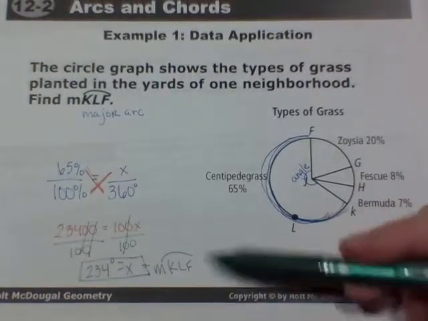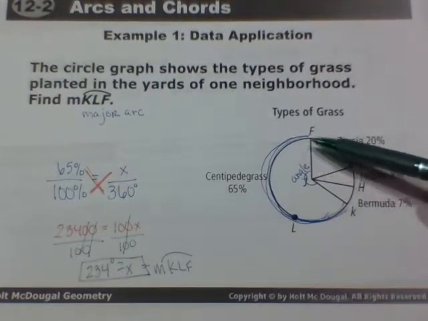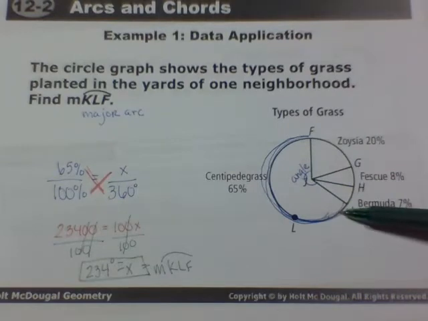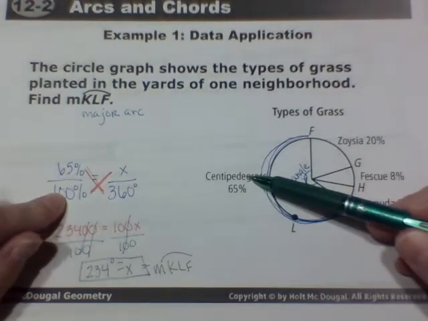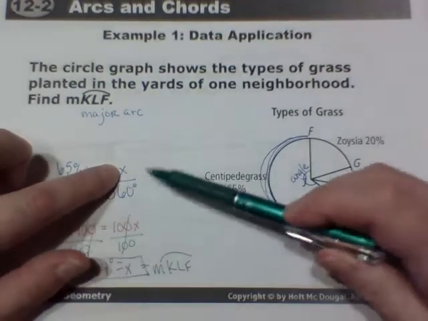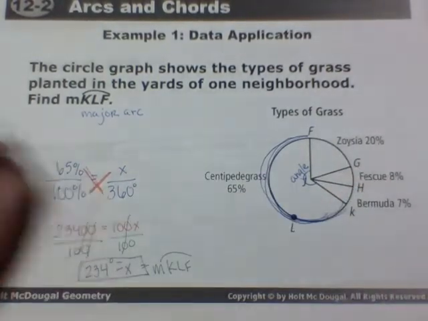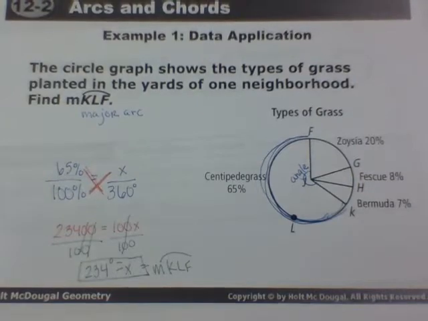So again, the way that we figured out this larger than 180-degree measure was that we noticed that 65% of 100 was the centipede grass. And so we just want to know how many degrees out of the whole circle that was. Alrighty.